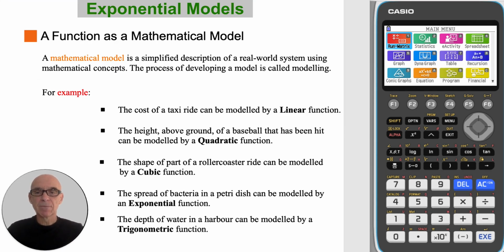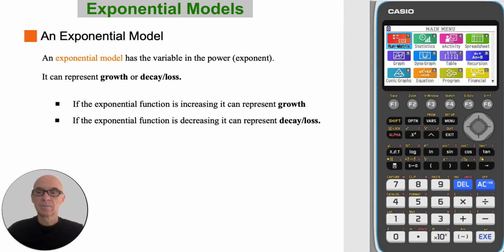A mathematical model is a simplified description of a real-world system using mathematical concepts. The process of developing a model is called modeling. An exponential model has the variable in the power. If the exponential function is increasing, it can represent growth. If the exponential function is decreasing, it can represent decay or loss.